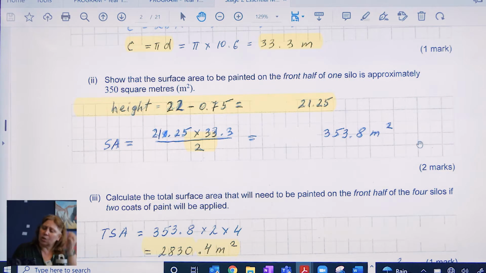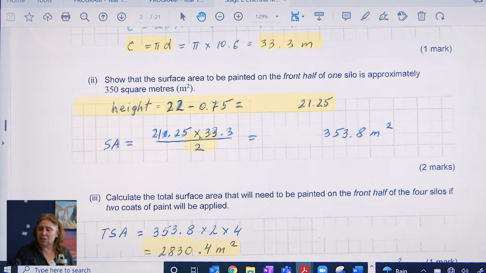The second question is worth 2 marks, and it says show that the surface area to be painted on the half of 1 silo is approximately 350 square meters. So here students are not getting any mark for writing that 350. If they put 353.8, yes, so it's approximately that. But the answer is given there, and normally it's 2 marks. Look, I just highlighted. So 1 mark is to find that height, they took into consideration that 0.75 there.